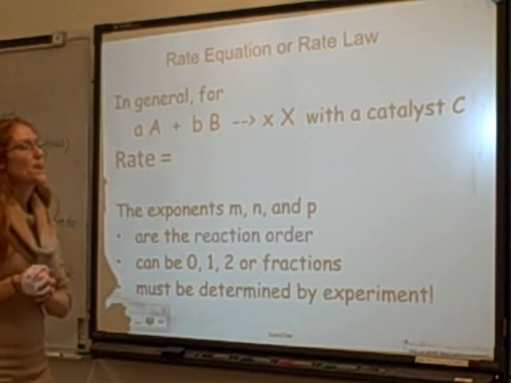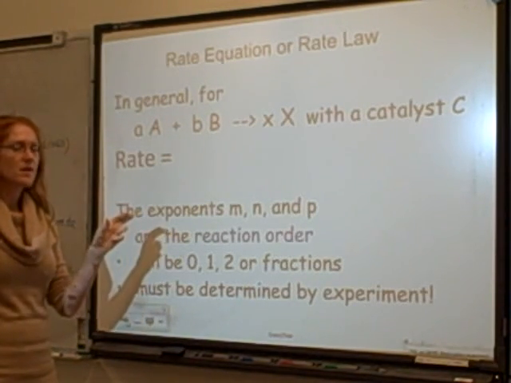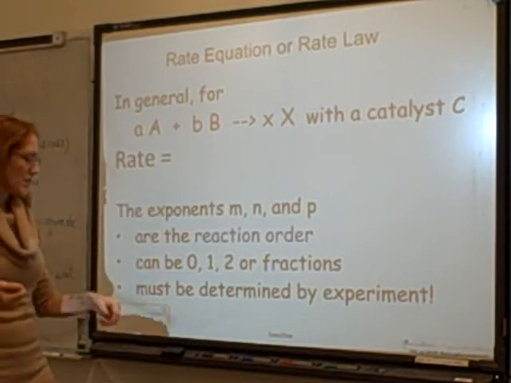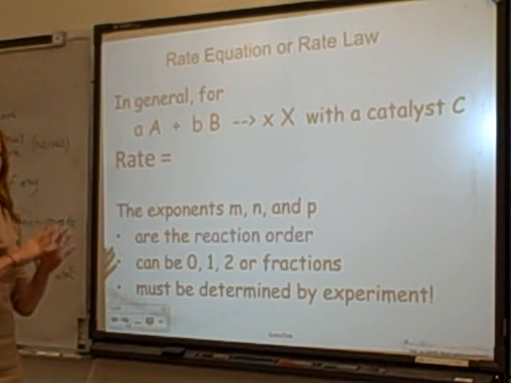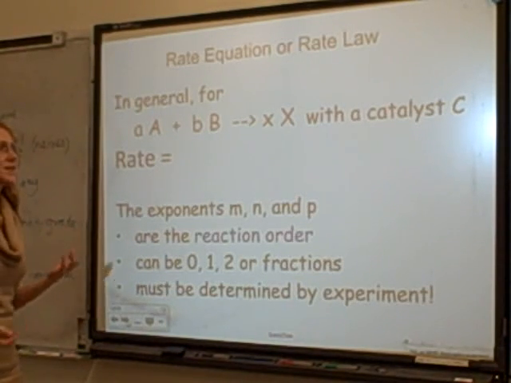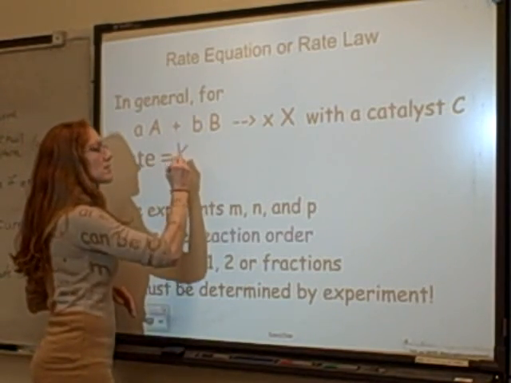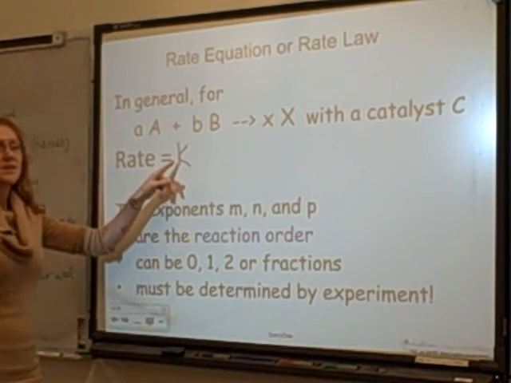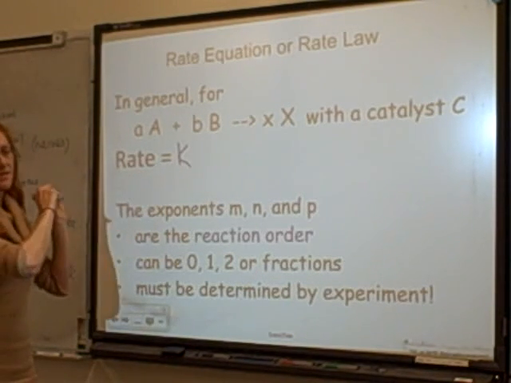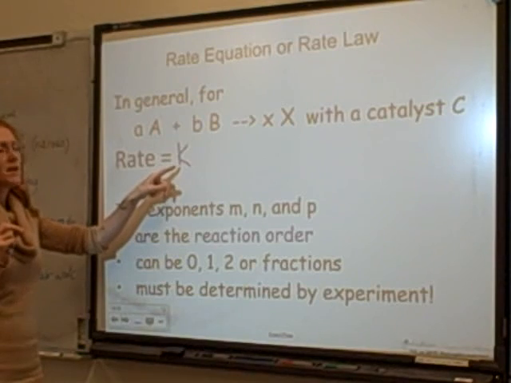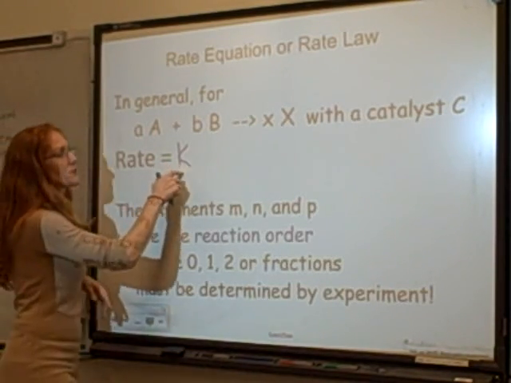The way we can express how concentration affects rate is with an equation called the rate equation. The rate equation is a general term that describes each reaction, so every reaction has its own rate equation. The rate equation is always going to be rate equals some constant K. It'll be different for every reaction, so if I have a different chemical reaction, it will have its own K. And no matter what the concentrations are, that K stays the same. Only temperature will change this K.